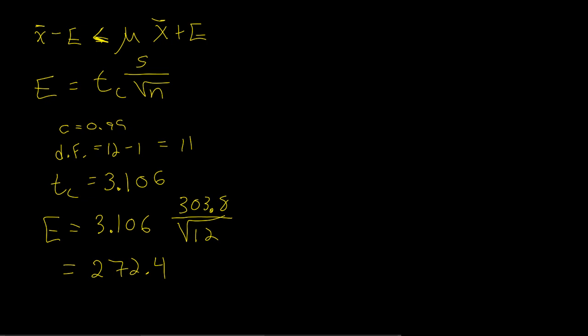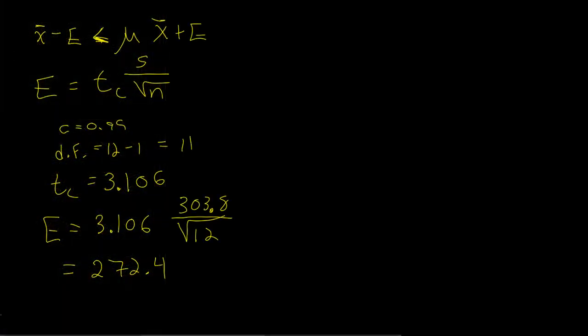Again going back to the calculator, sorry, it takes a second to switch. Our 910 was our sample mean. I just turned it off. There we go, 910 minus our error value. So let's get back to the blackboard. This is going to be 910 minus 272.4, and 910 plus 272.4. That's going to give us the two ends of our confidence interval.